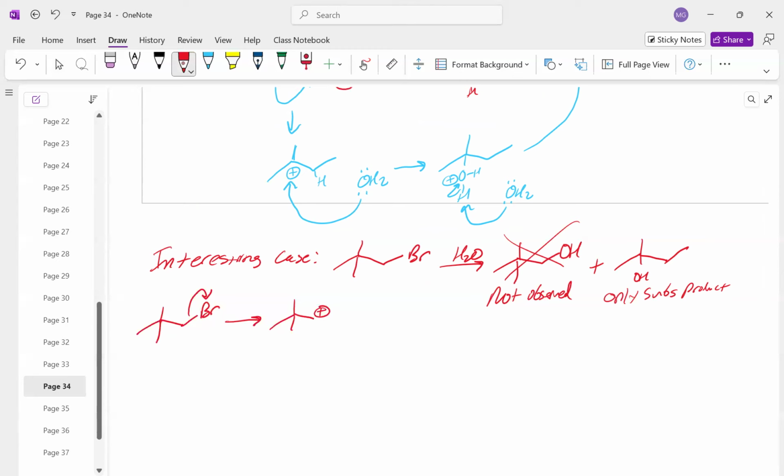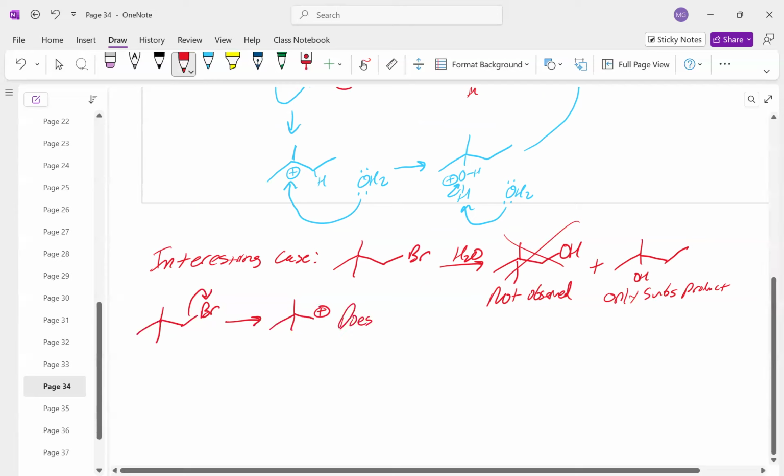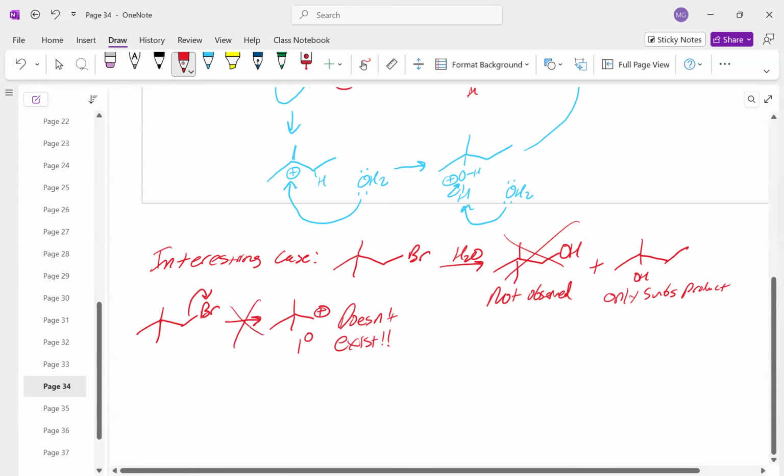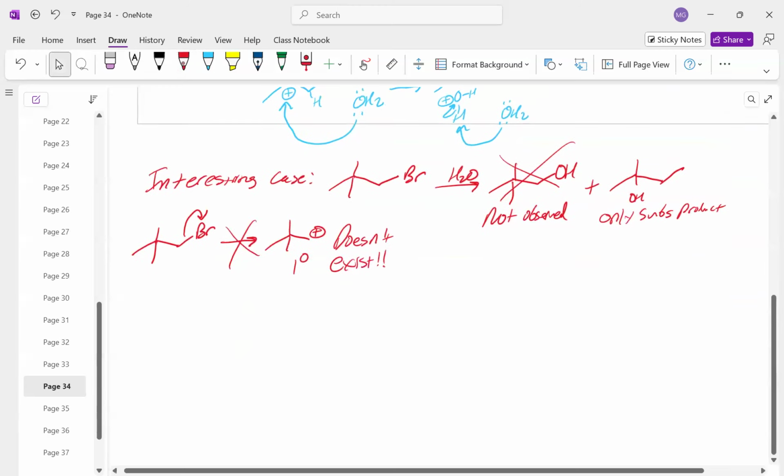So hopefully right now you're yelling at your computer screen and saying, no, no, no, that's not possible. You cannot form a primary carbocation unless it's resonance stabilized. It's not like, well, I can do a rearrangement. In order to do a rearrangement, you have to form the carbocation in the first place, and that primary carbocation will never get formed. So that's why we don't observe the nucleophile attacking that primary carbon.